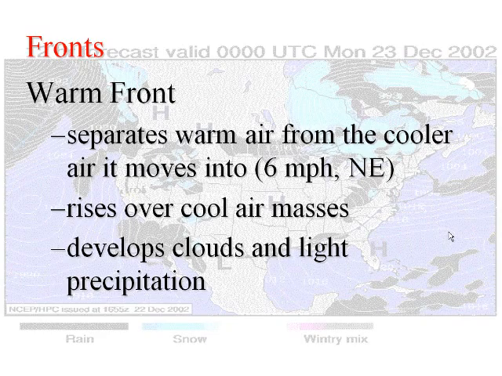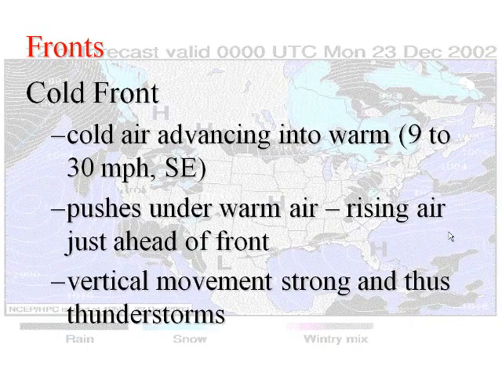Fronts. A warm front separates warm air from cooler air. It rises over cool air masses. We know heat rises, so that makes sense, and it usually develops clouds and light rain. A cold front is cold air advancing into warm, and it pushes under the warm air. That's strong vertical movement, and so that's stronger weather. That's where we're going to get thunderstorms and stuff.